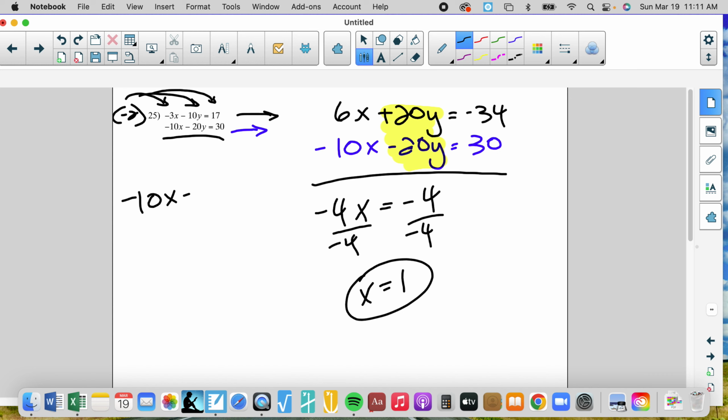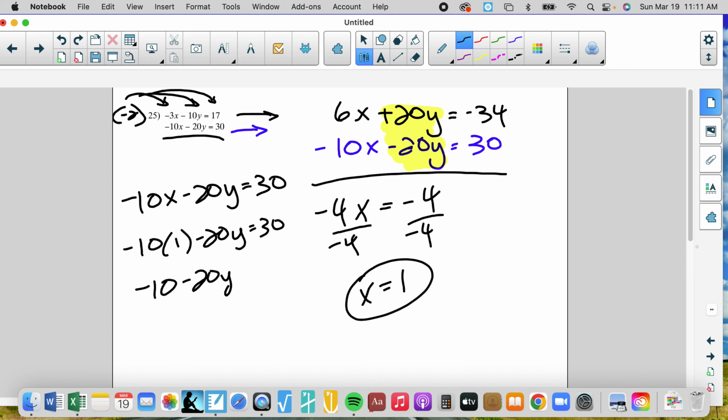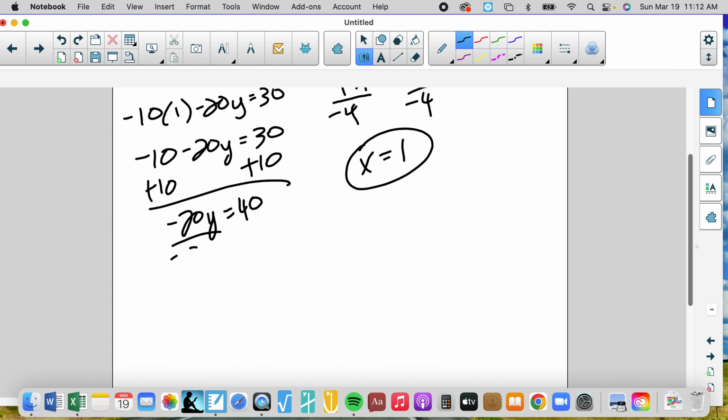Negative 10x minus 20y equals 30. We're going to plug in 1 for x, solve for y. Negative 10 minus 20y equals 30. Add 10, negative 20y equals 40. Divide by negative 20. We get y equals negative 2. That's 1, negative 2.